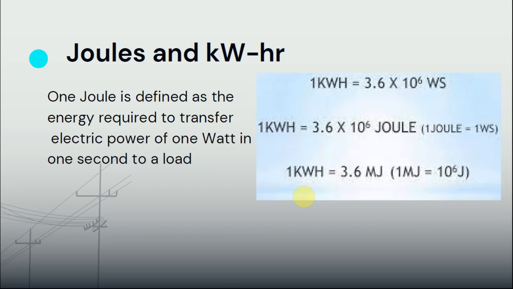So what is 1 joule? 1 joule is equal to 1 watt second. Now we usually represent the energy in kilowatt hour. So 1 kilowatt hour is equal to 3.6 × 10^6 watt seconds. The reverse of that conversion is also mentioned here, and 1 joule is defined as the energy required to transfer electrical power of 1 watt in 1 second to a load.